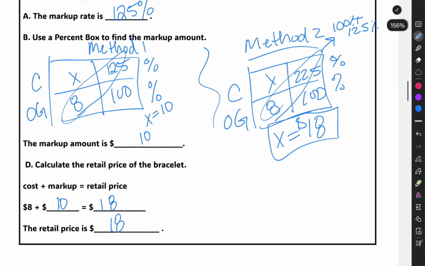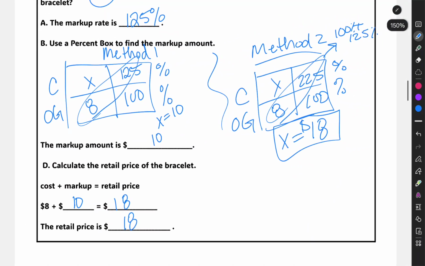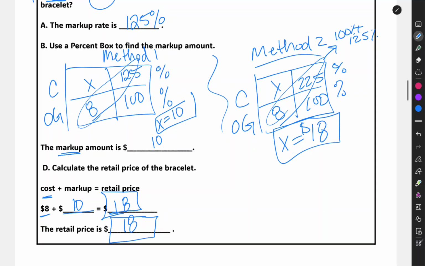Alright, I'm going to zoom out so that you can see. I've shown you both methods depending on which one you chose. So method 1, we found that the overall change in price was $10. So we had to go in and, because it's a markup, add that to the original cost. So originally the bracelet was $8. We added the amount of change, which was 10, giving us 18, so making the retail price for one bracelet $18. So we waited to the end to add.